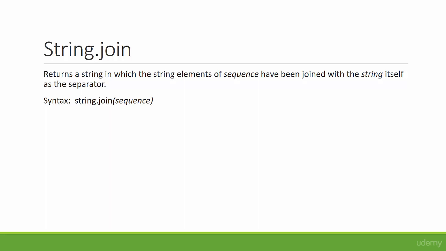So third, we have the join method. The join method is the reverse operation of the split method. The join method returns a string in which the string elements of a sequence have been joined with the string itself as a separator. If you are confused by what it means, you will see a clear example later, so don't worry.